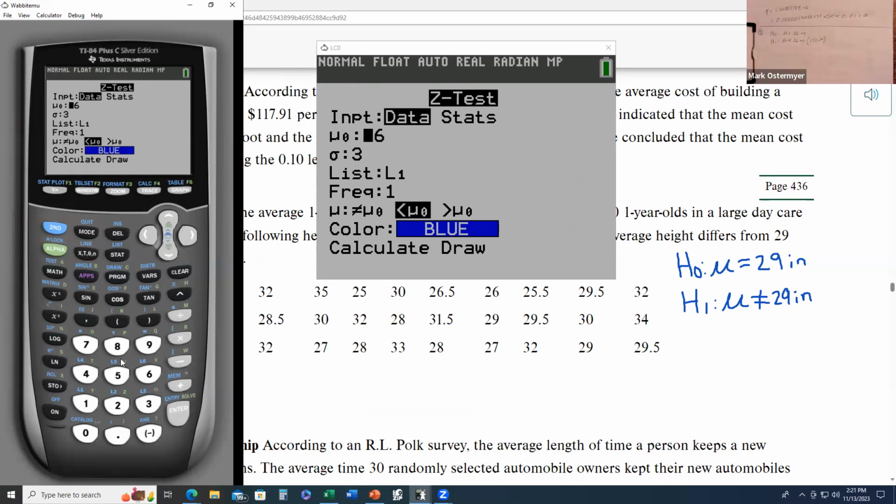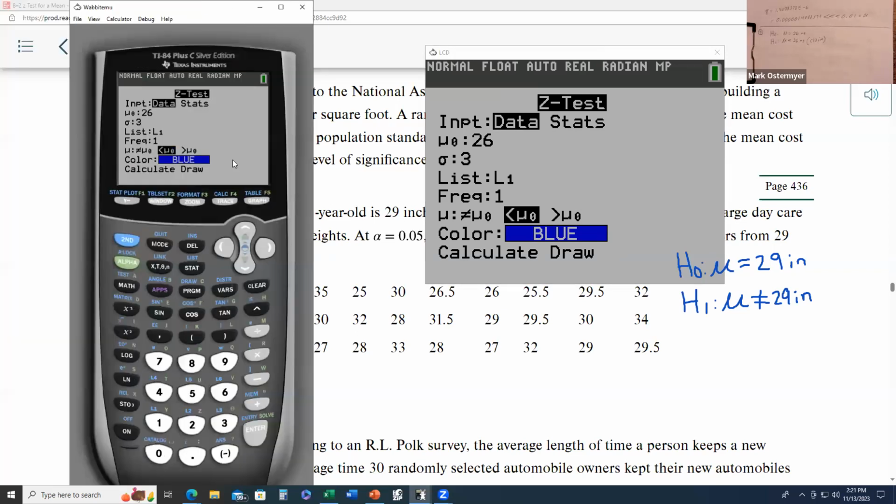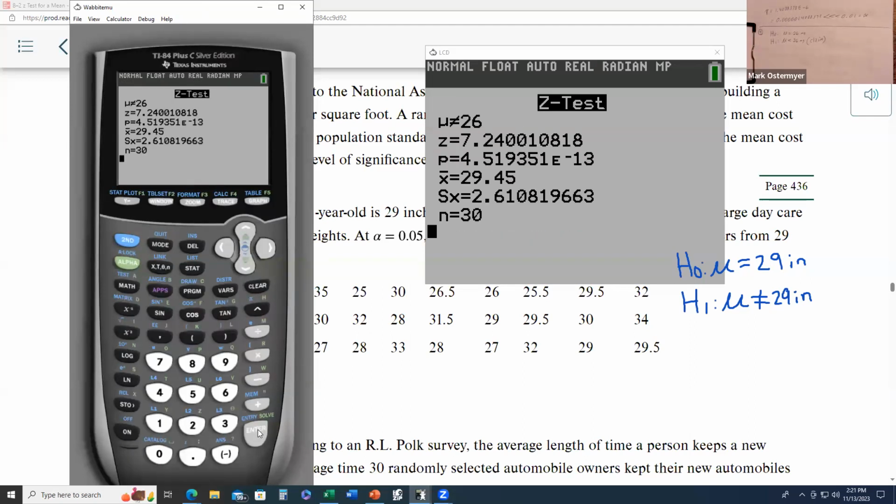Reported mean is 29. No, it is 26, excuse me. Standard deviation of the population is known to be what? 2.61. List 1, frequency 1, and this is a two-tailed test. And just go down to calculate, it should be that simple. I think your calculator is automatically going to compute the mean of your data in list 1. Don't worry about that. Just calculate. And there you go.